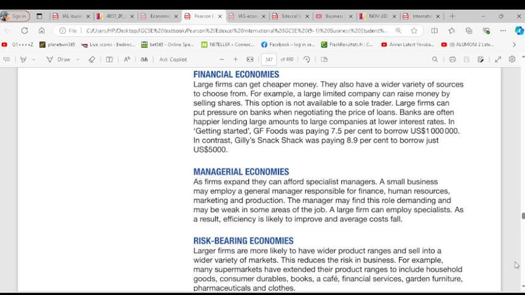Financial economies of scale. So large firms are going to be able to get loans even at a reduced cost. But smaller firms cannot do that. If banks want to give them a loan, banks will charge them high interest to discourage them.